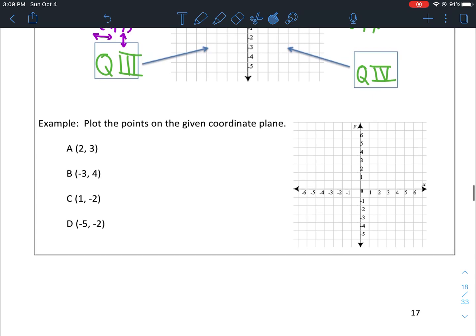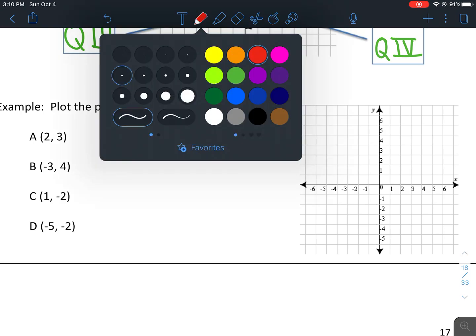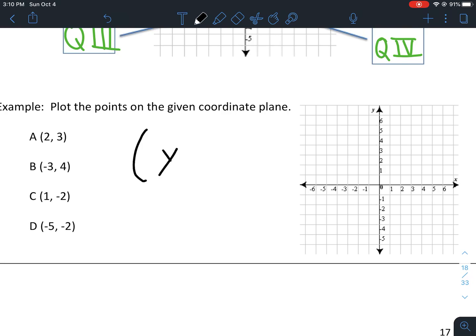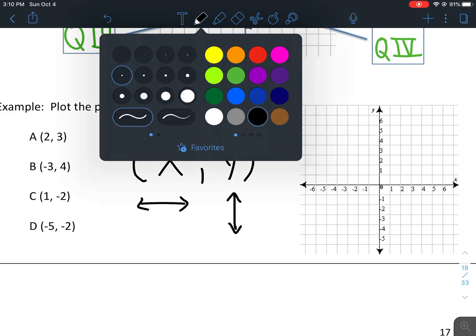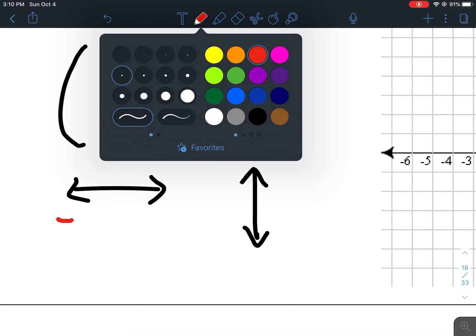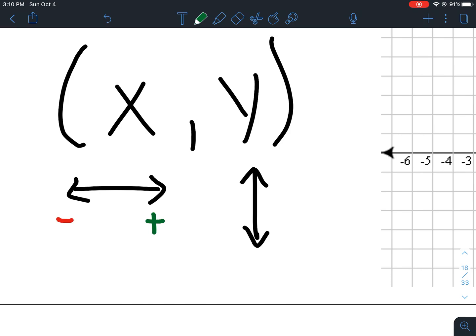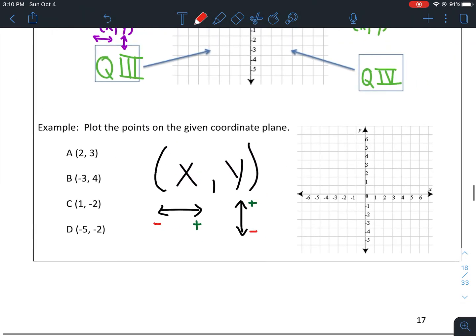Alright, so for the first example, you're asked to plot all these points. Again, just as I just mentioned, x tells you to go left and right. Y tells you to go up and down. If your x is negative, you go to the left. If your x is positive, you go to the right. And then if your y is positive, you go up. And if your y is negative, you go down.